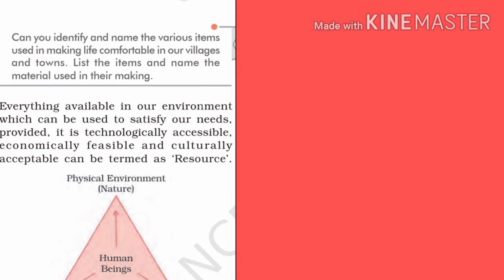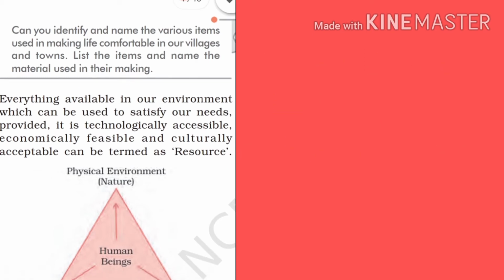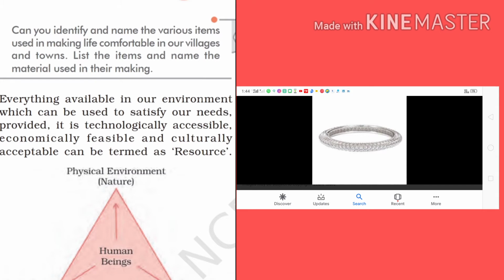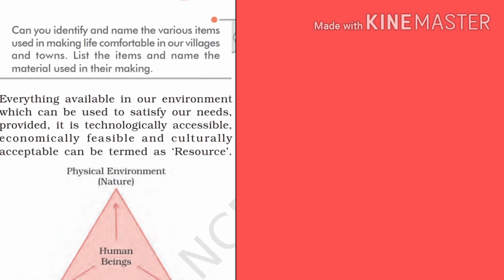The next is culturally acceptable. First I am explaining the culturally acceptable. Culturally acceptable means we human beings are using that resource. We need that thing. We need silver for making jewelries and different things. So it is accepted by our culture. Because of this reason we need it and it is called resource.